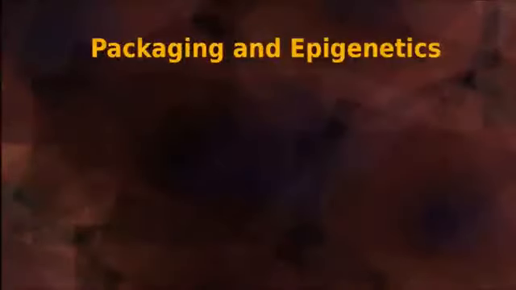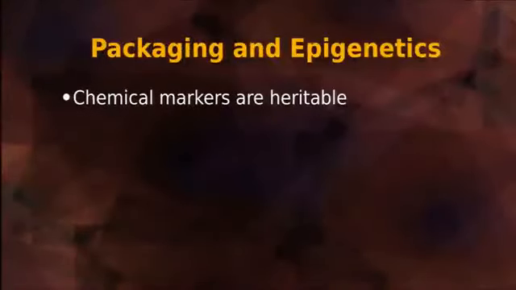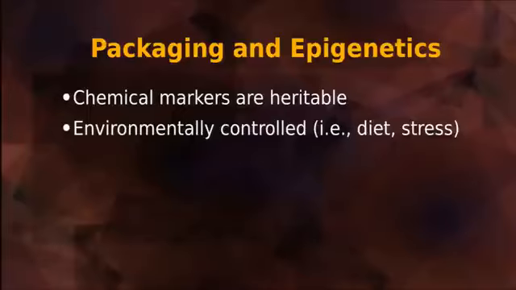Now, chemical markers, as it turns out, are heritable. So you not only inherit DNA, but you inherit the chemical markers on the DNA. No one ever thought that. We used to think that when egg and sperm combined, the DNA combined, all those chemical markers fell off. They don't. Some of them stay on. And it is environmentally controlled, those chemical markers. So it can be controlled by things like diet or stress or exposure to certain chemicals can affect whether those chemical markers are off or on the DNA.